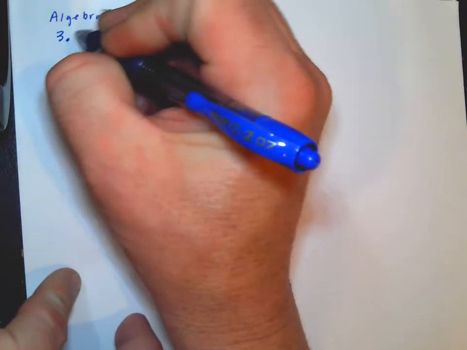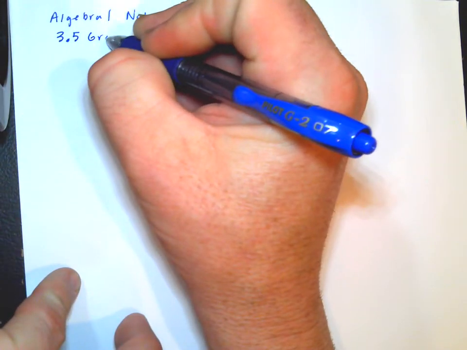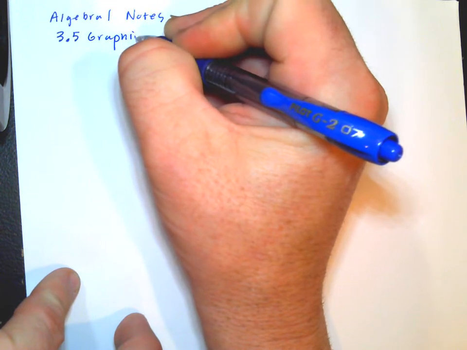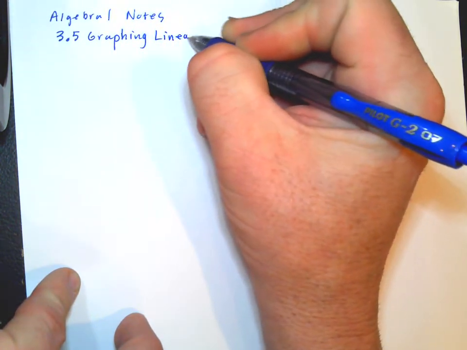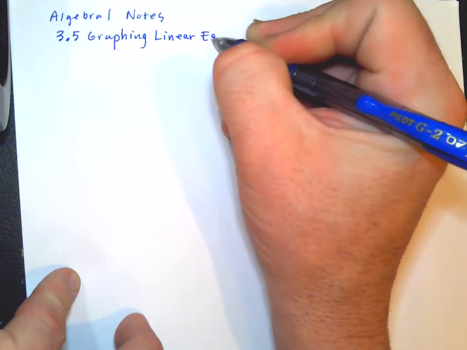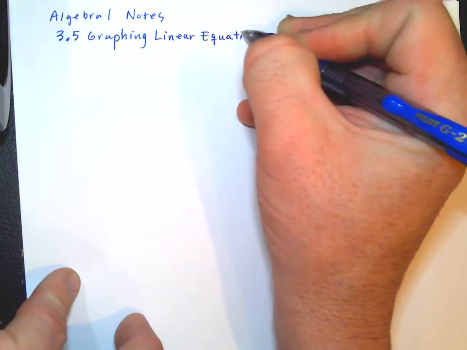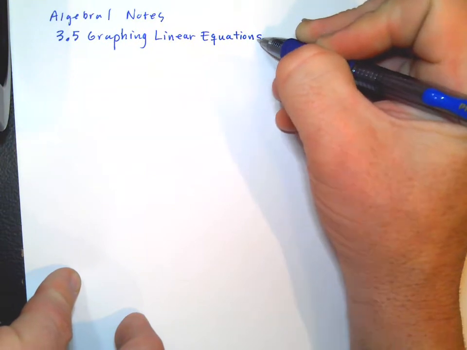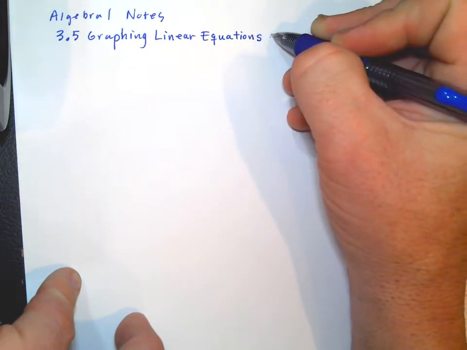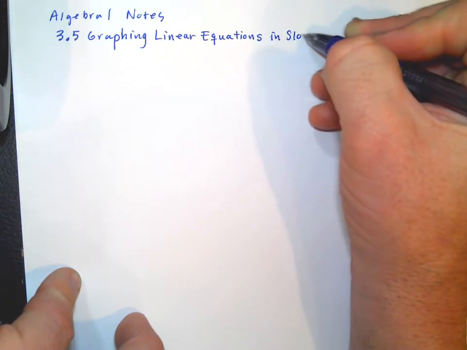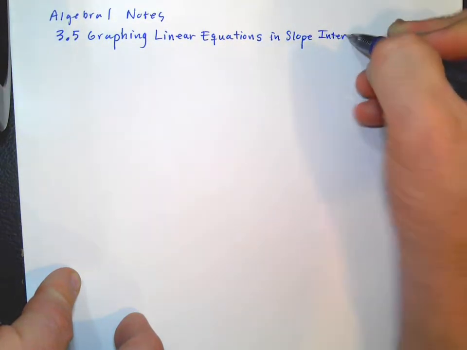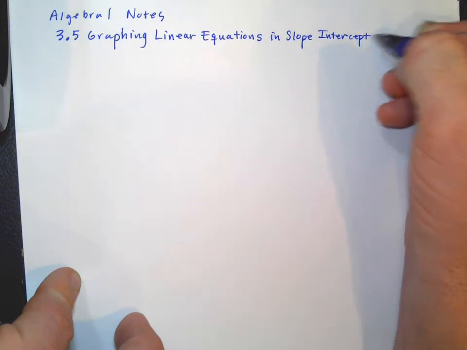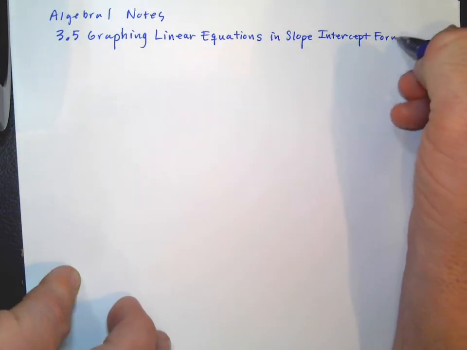This is section 3.5, graphing linear equations. We've graphed linear equations before. Something new though, graphing linear equations in slope intercept form.